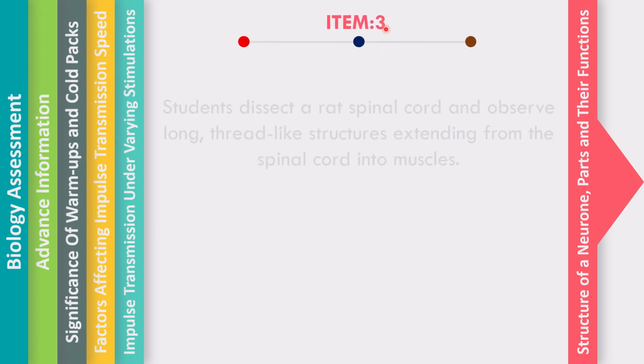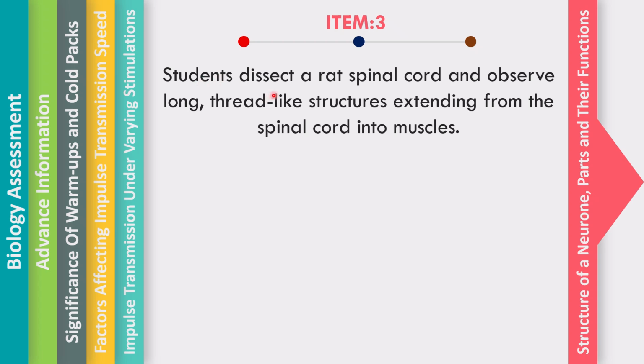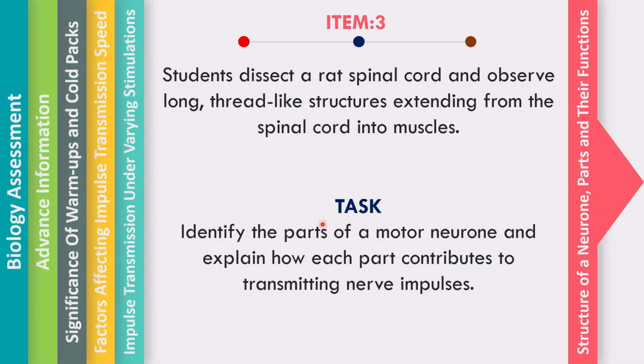Item 3. Students dissect a rat's spinal cord and observe long thread-like structures extending from the spinal cord into muscles. Task. Identify the parts of a motor neuron and explain how each part contributes to transmitting nerve impulses.